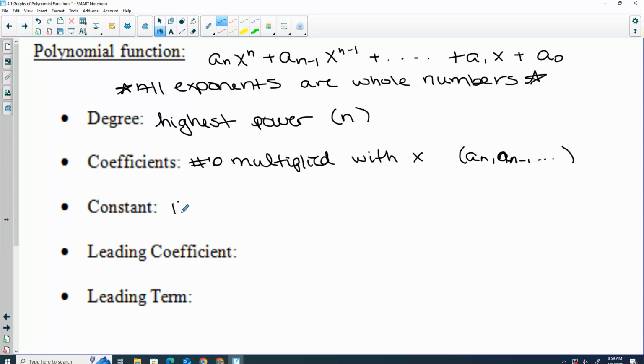A constant is a number without a variable. Okay, so in our particular example up here, it's that last one, the a sub 0. There was no x with that.